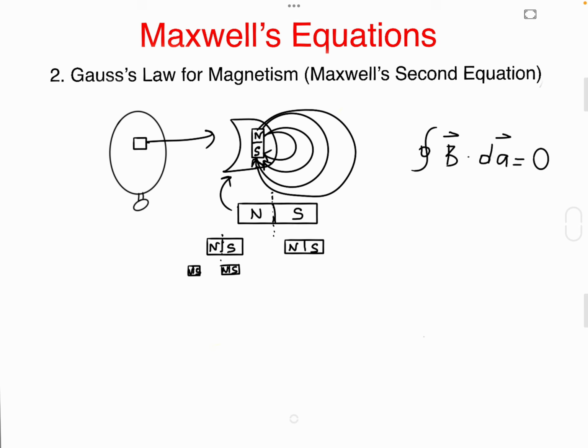It says that if you take any closed surface like a balloon and look at how magnetic field lines pass through it, the net flow of magnetic field coming out of the surface is always 0.